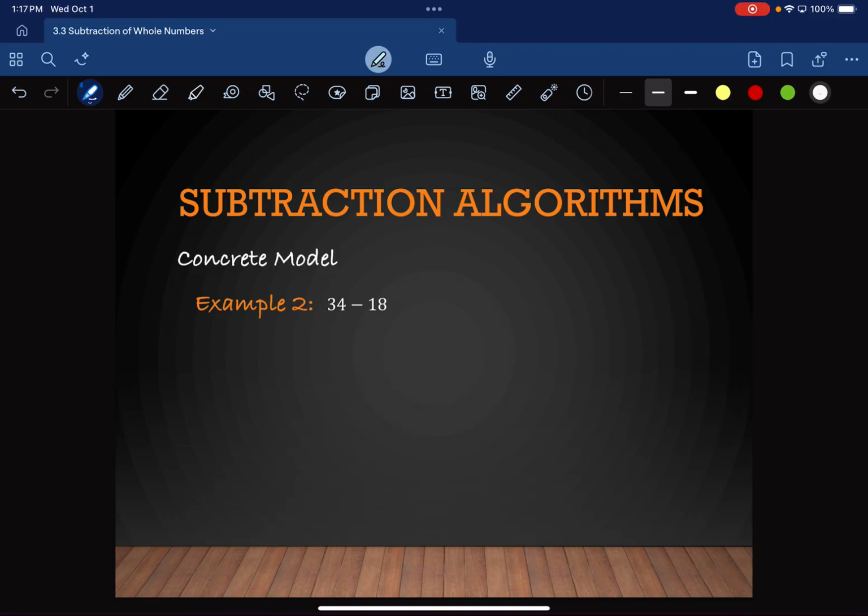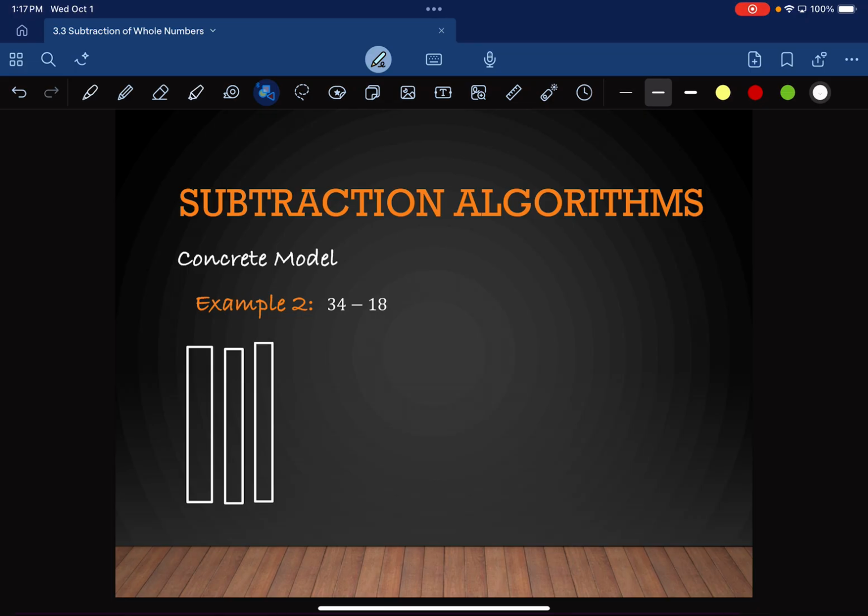So our concrete model is our first one, and a concrete model is much like the concrete model with addition. If you'll remember, we talked about Legos being stuck together and broken apart when we were doing addition. We're going to do the same thing here. So this one is 34 minus 18. We're going to do 34, and 34 means I'm going to have 3 longs. They should all be the same size, and they're not, but you can pretend, okay? 3 longs. And I have 4 units, so 4 little boxes.